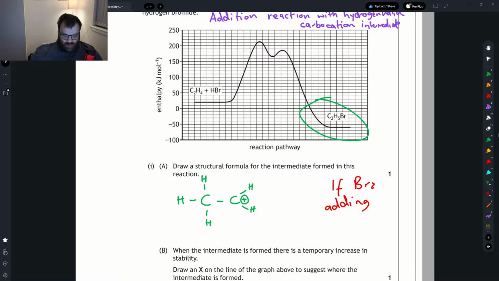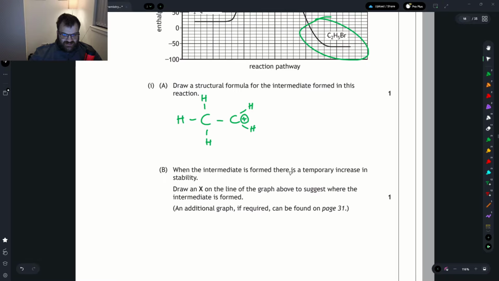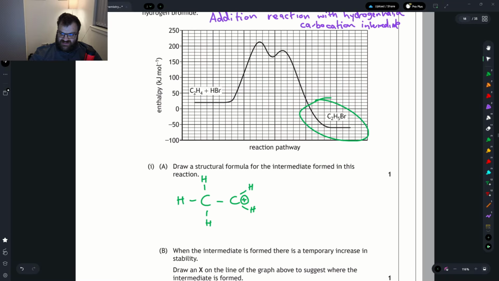If you're using bromine to react with the alkene, you'd end up with a cyclic intermediate. If there's an increase in stability, that's when the energy would decrease. It's temporary. That feels like it's going to be right in here, just at the little dip in the energy.